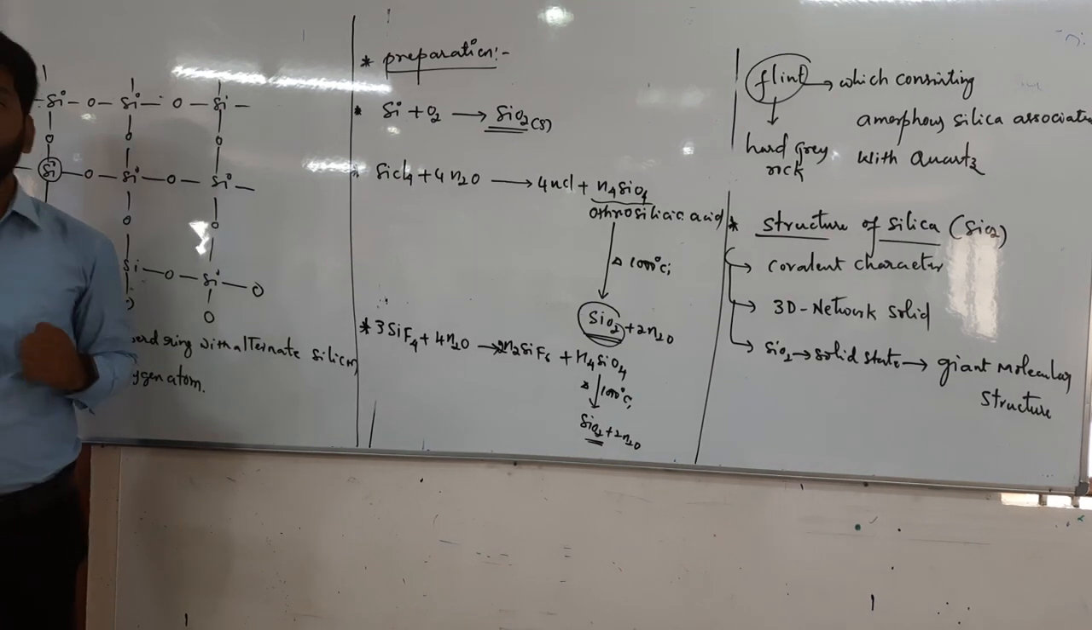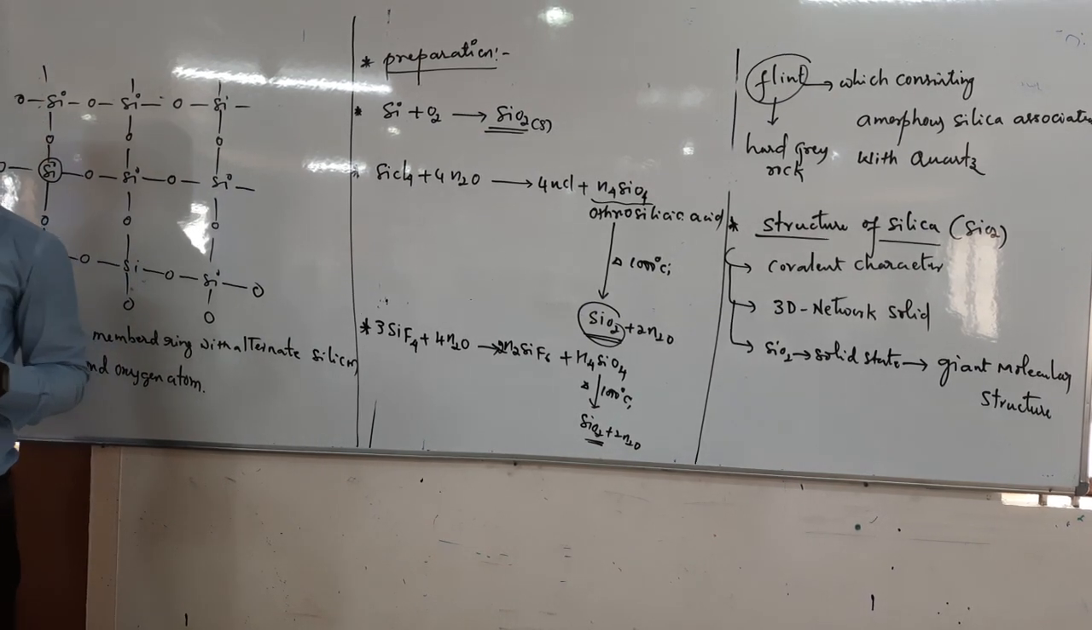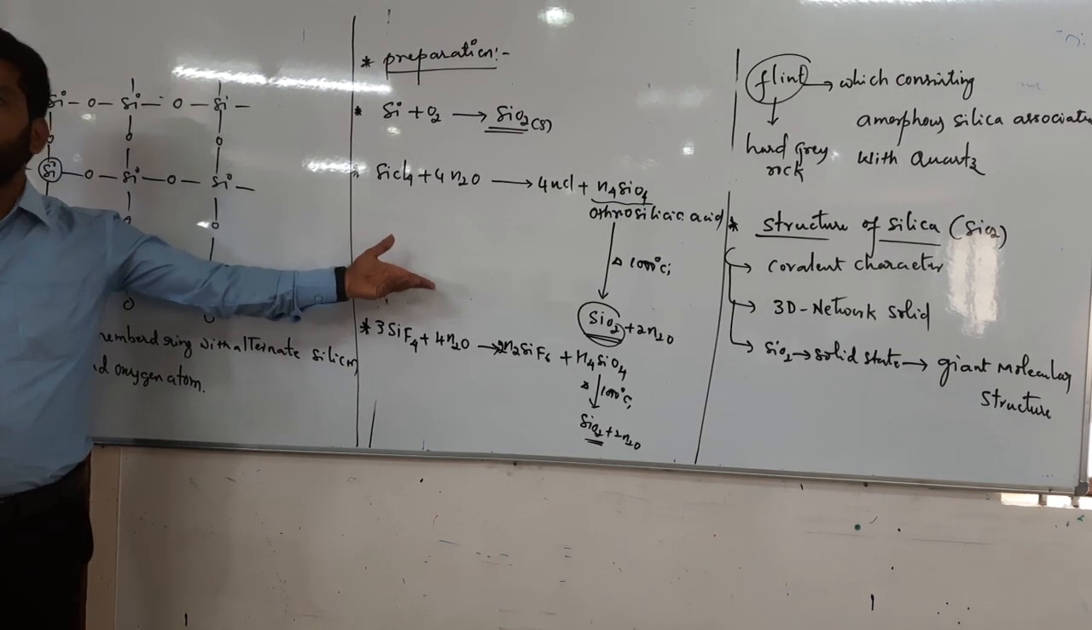And now the properties of SiO2. Since it has covalent character, it is insoluble in water.